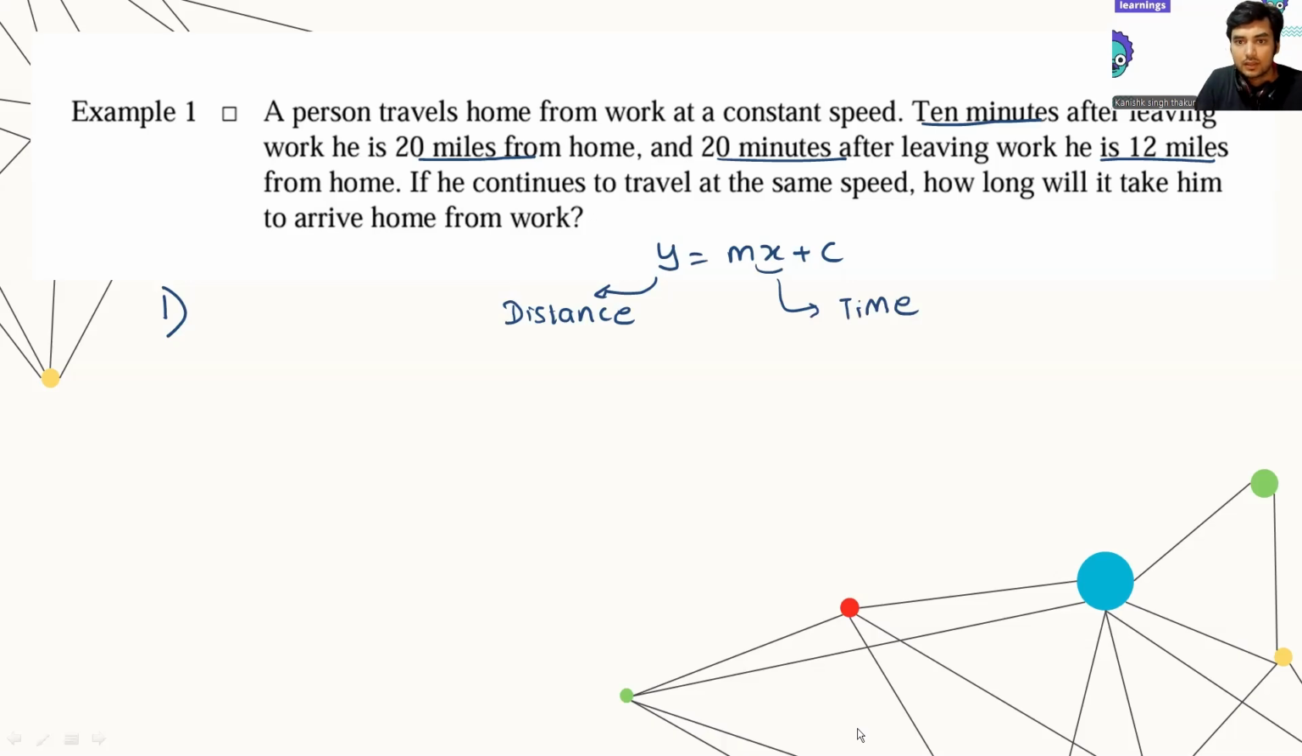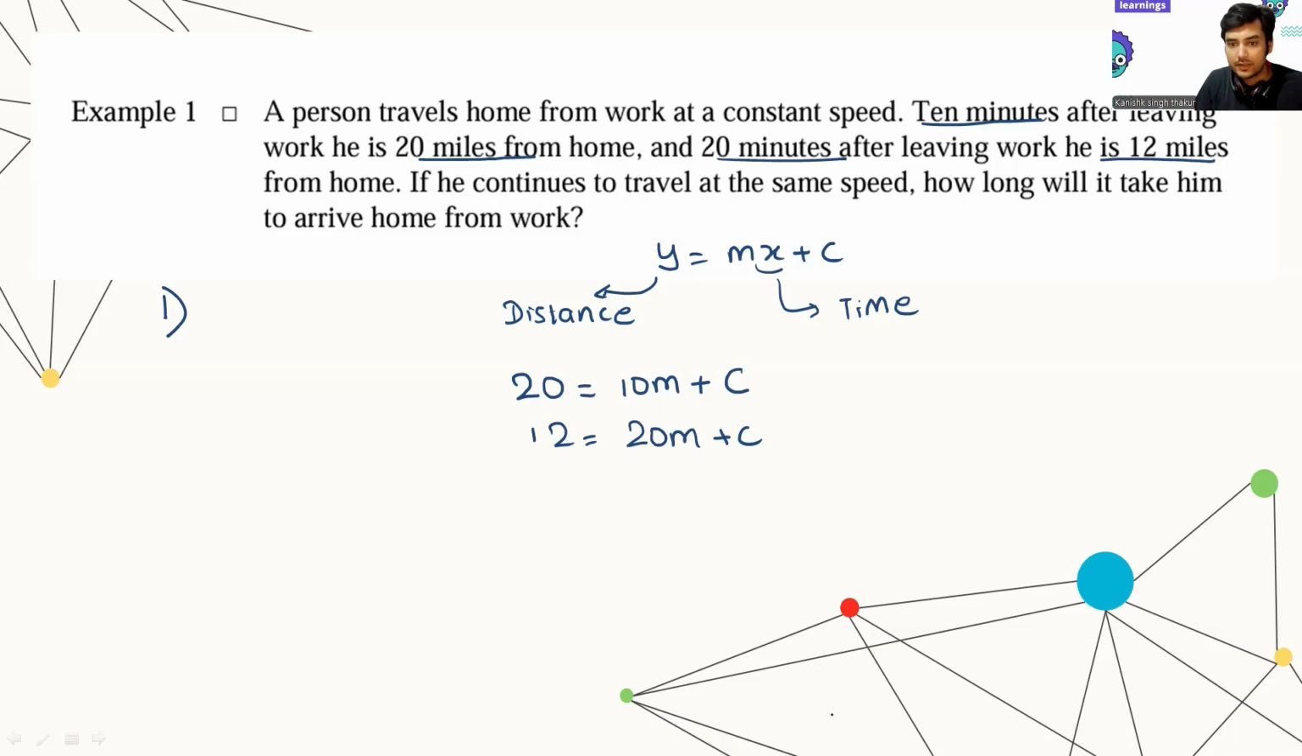So at 10 minutes, he is at 20 miles. So the first equation I'll get is 20 is equal to 10m plus c, right? This is the first equation I get. Second one, 20 minutes after leaving, so 12 is equal to 20m plus c, isn't it? I'll find the value of m and c so that I get the equation.